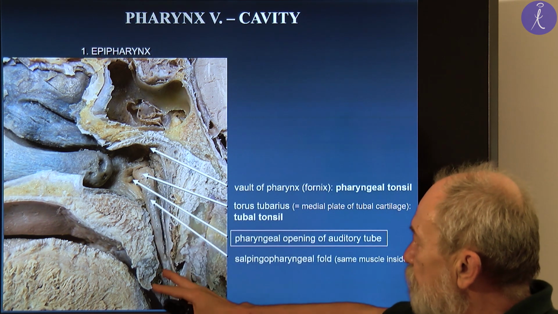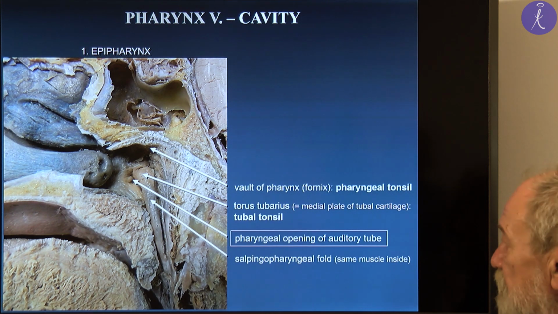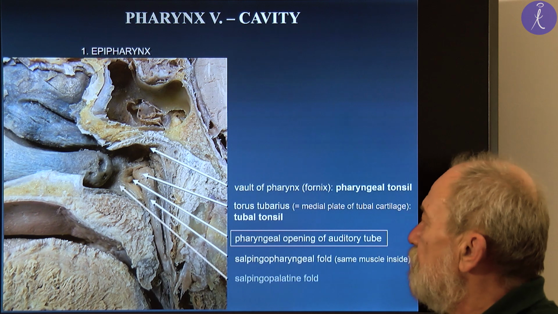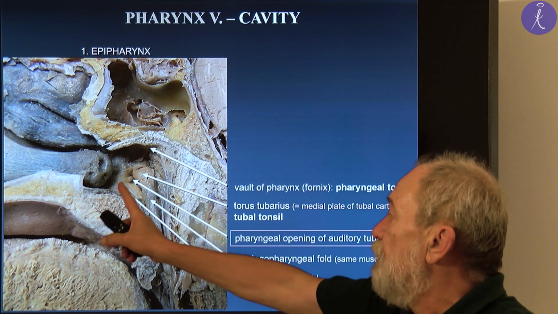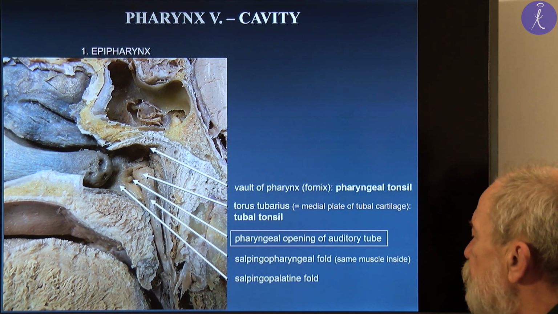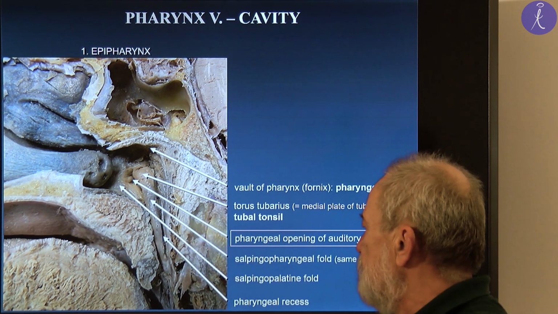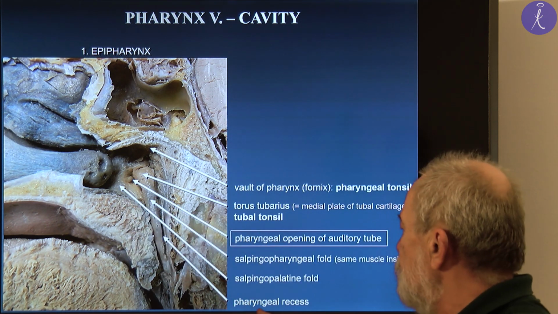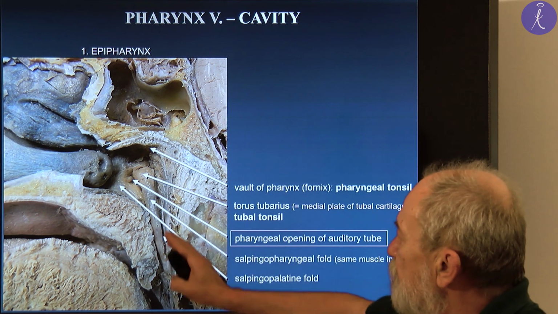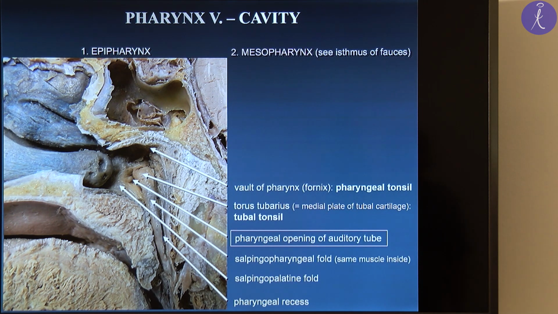Continuation of the torus downward is a ridge called the salpingopharyngeal fold, containing the muscle we previously mentioned, the salpingopharyngeus muscle. And anterior to the pharyngeal opening of the auditory tube, there is a less developed fold, which is the salpingopalatine fold, with no such muscle inside. This is important to emphasize, that there is no salpingopalatine muscle at all. Behind the salpingopharyngeal fold, there is a vertical space called the pharyngeal recess. Not much importance it has got.